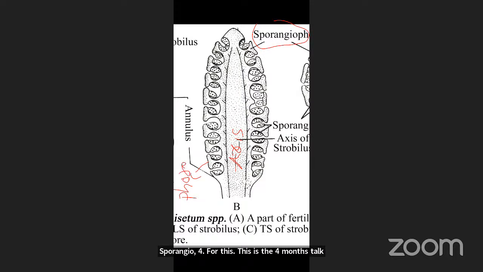And sporangia develop on either side like this. This is a sporangium, this is also a sporangium. This is the axis. From the axis, the stalk, sporangia develop on two sides. For example, this is the axis, the stalk, and the receptacle. Sporangia develop on either side of the stalk, so it is called a sporangiophore.